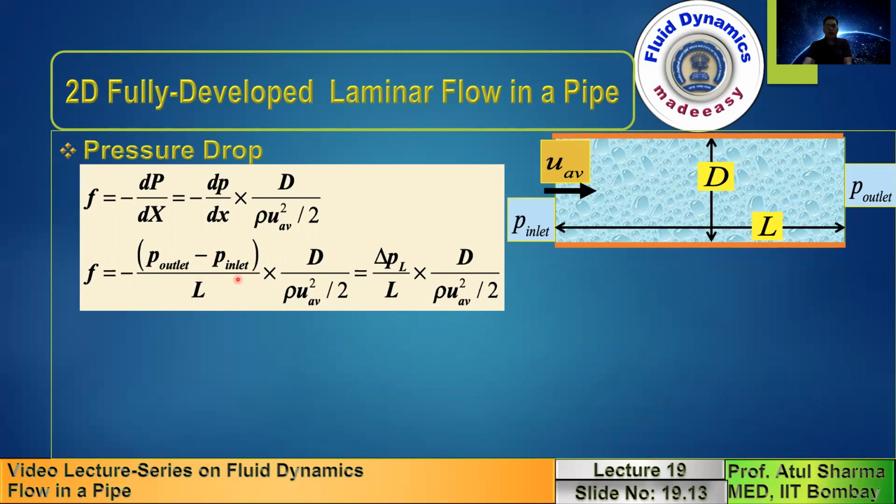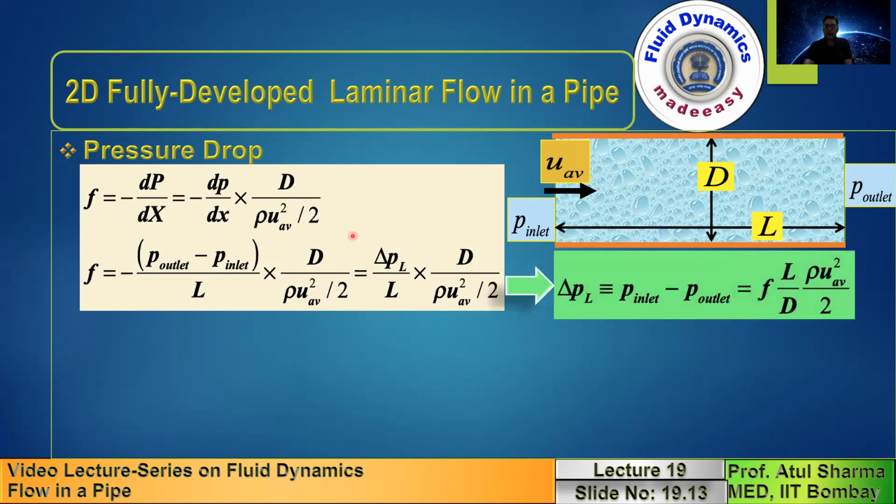Now, here it is written outlet minus inlet, but when we talk about the pressure drop, it is inlet minus outlet. So the negative of outlet minus inlet is delta P L, which is given as this. This pressure drop is expressed in terms of the friction factor as delta P L is equal to f into L by D into rho U average square divided by 2, as shown here. So this is the expression for pressure drop: pressure at the inlet, which is more, minus pressure at the outlet.